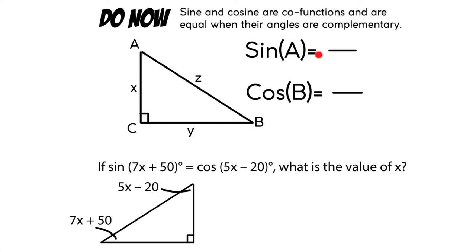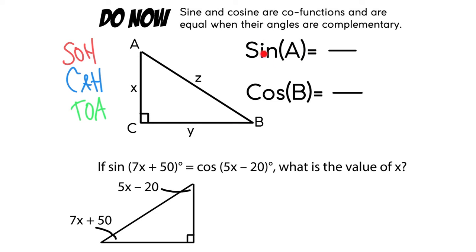All right, so the first thing that we're going to need to do is identify the sine of angle A and the cosine of angle B. And before I do anything else, I'm going to write down SOH CAH TOA. I'm going to write that down anytime we're working with trig ratios. That way I can identify the relevant sides for the appropriate angle.